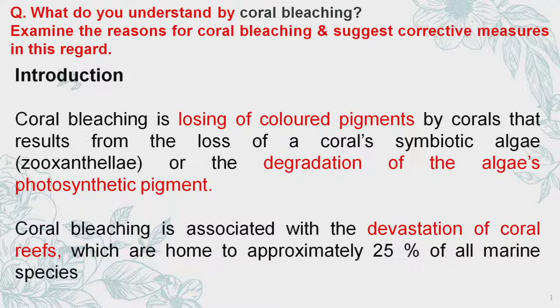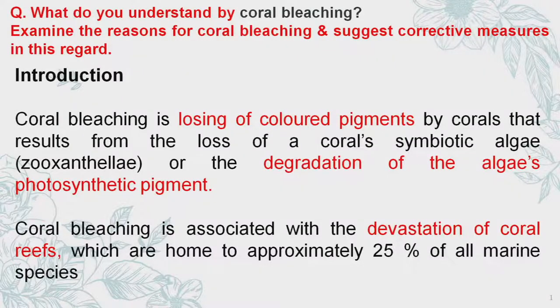Reasons, maintenance. Okay. When I put the word coral bleaching, it means losing the colored pigments of the coral. The corals lose their colored pigments because, as you know, the corals comprise a symbiotic algae, zooxanthellae. When I speak technically, or you can put the word symbiotic algae. The bleaching reflects the degradation of the colored pigment of the algae, because algae are photosynthetic. They contain colored pigments. So, losing of the colored pigment of the algae reflects the term coral bleaching.